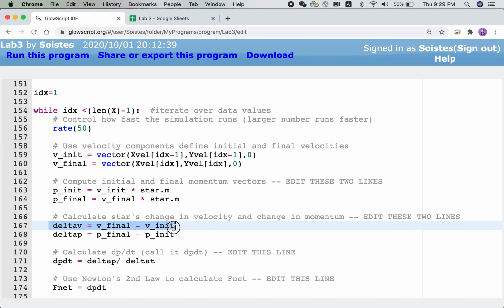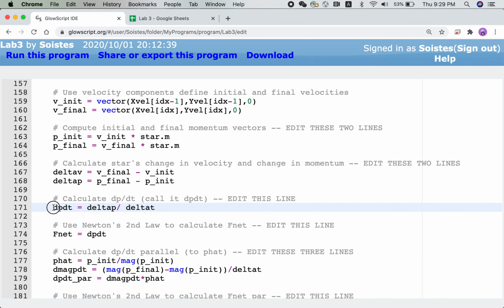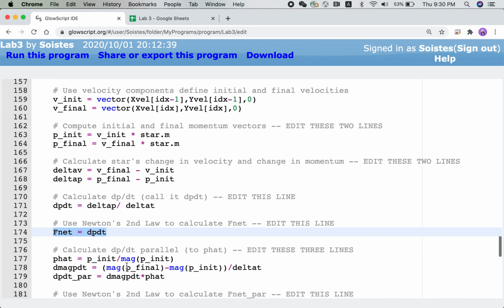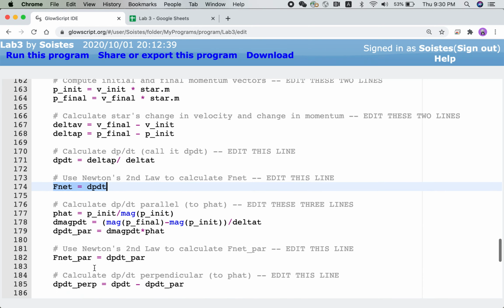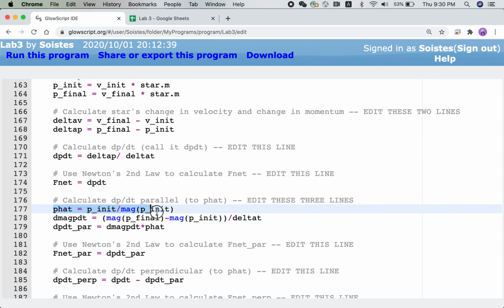The changing velocity is final velocity minus initial velocity, and changing momentum is similar. The rate of changing momentum is the changing momentum divided by changing time. And using Newton's second law, the net force is equal to the rate of changing momentum. P hat is equal to the initial momentum divided by its magnitude. So P hat is the direction of the initial momentum.